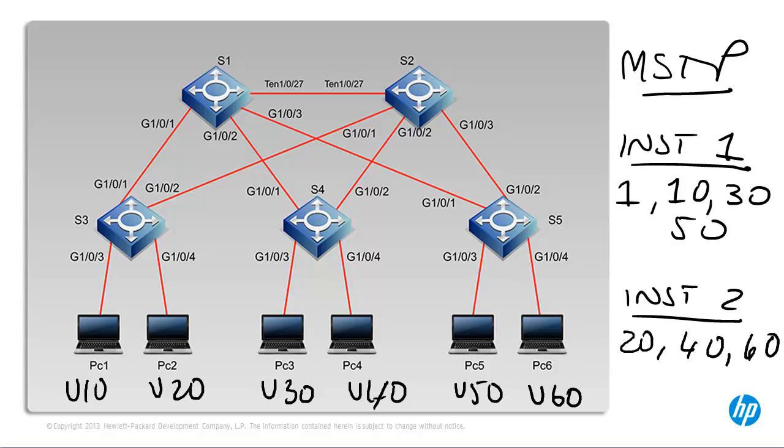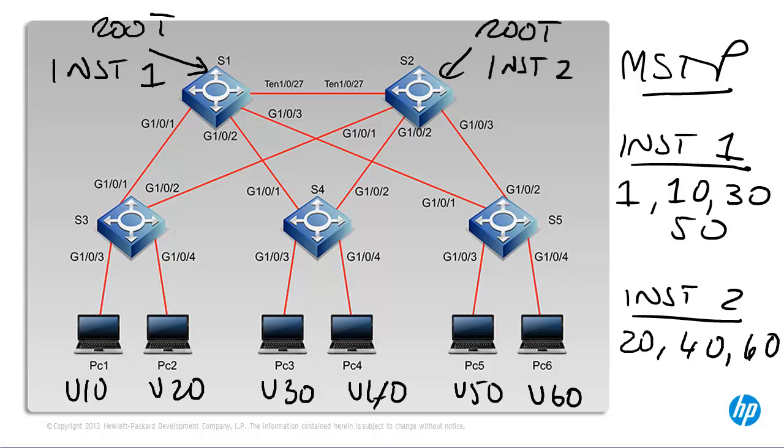In this example, what we would then do is configure switch 1 to be the root for instance 1. Switch 2 would be the root for instance 2. The VLANs in turn are mapped to the instances, which means that user traffic from VLAN 10 can use this uplink, and user traffic from VLAN 20 can use this uplink. So we have the advantage of being able to use multiple uplinks.